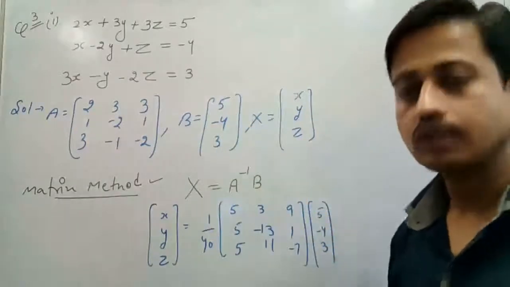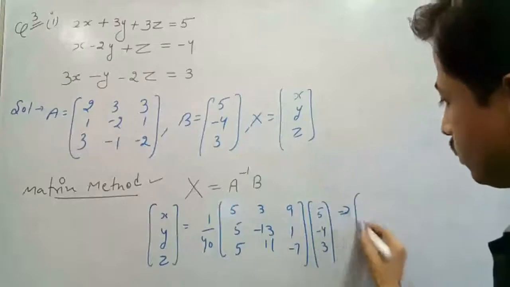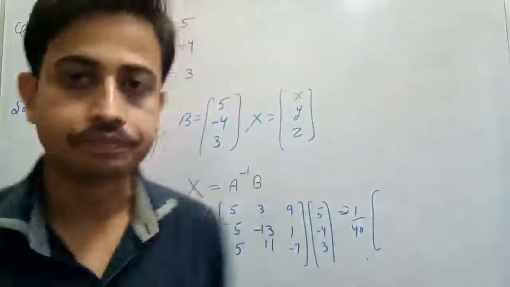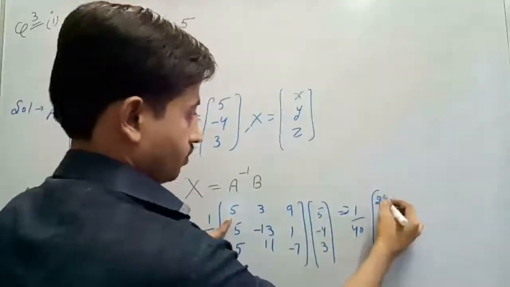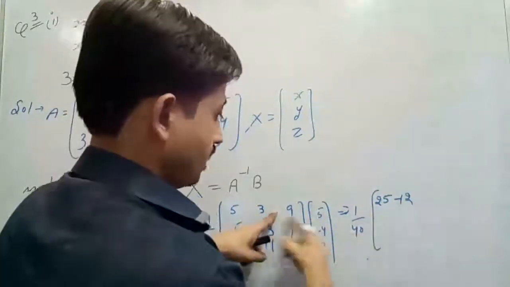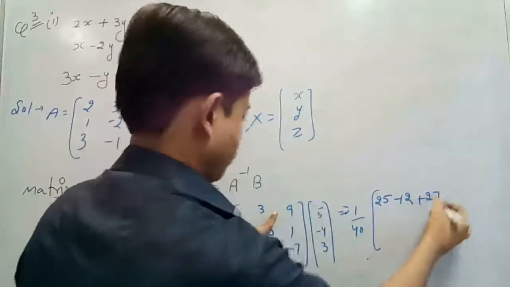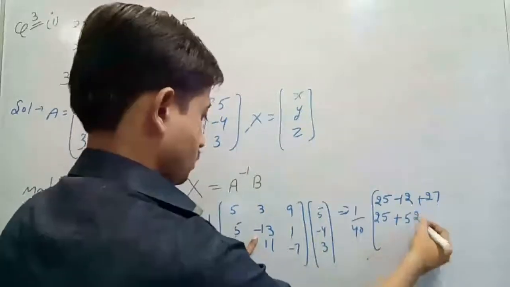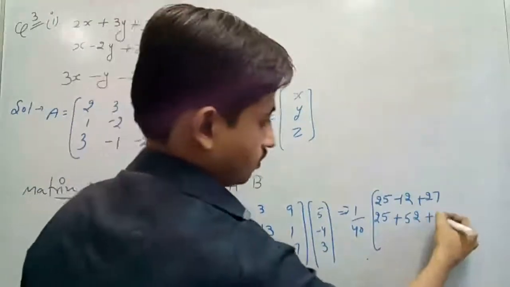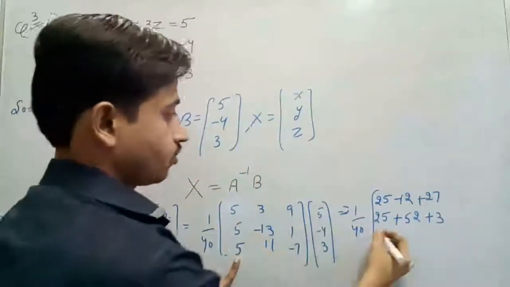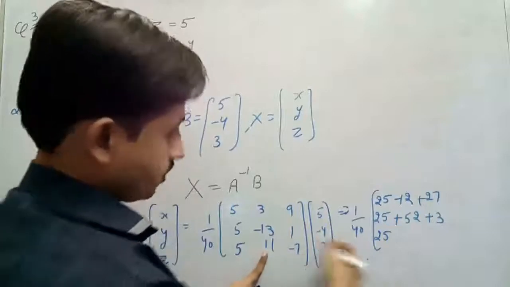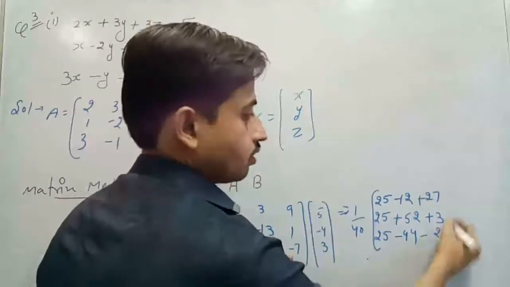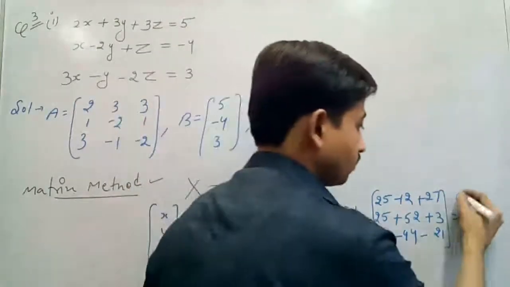Now it's very simple. We have to do simple calculation. Now solve further. 1 by 40 term as it is. Now multiply. 5 into 5, 25. 3 into minus 4, minus 12. 9 into 3, 27. 5 into 5, 25, minus 13 into minus 4, plus 52, 1 into 3, 3. Now solve this, 5 into 5, 25, 11 into minus 4, minus 44, minus 7 into 3, minus 21. Please add up, what will we get?